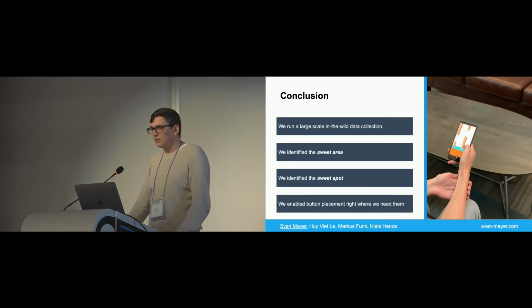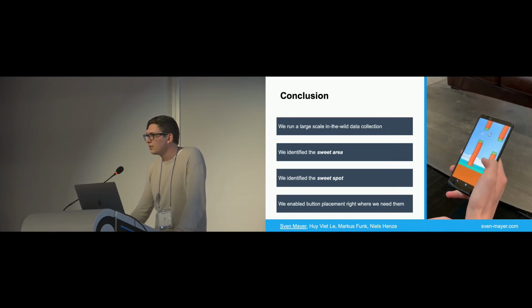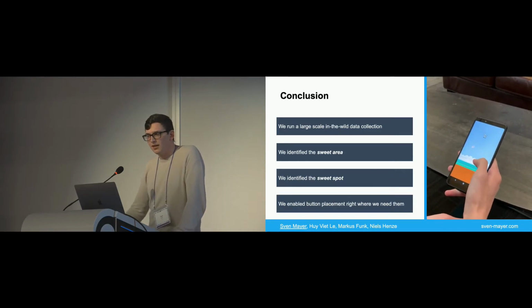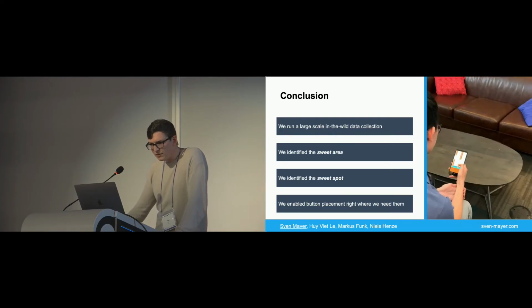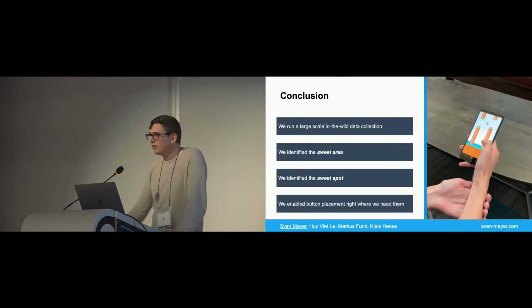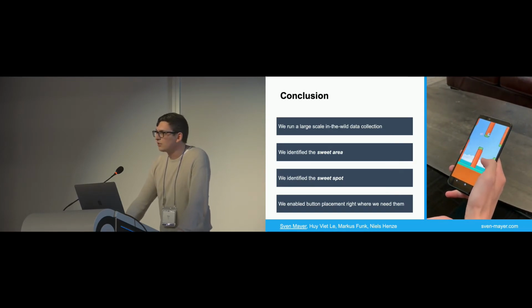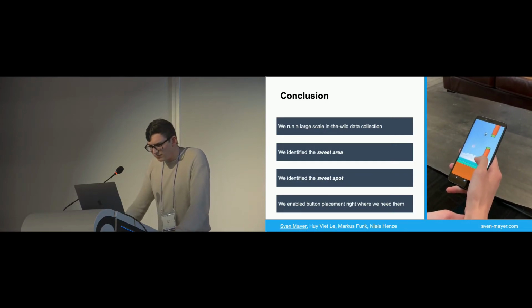So with that, I already come to my conclusion. We ran a large-scale in-the-wild data collection study with 2 apps published in the market, collecting almost 45 million samples. We identified first the sweet area, which is inside of the comfortable area, and we identified the sweet spot where most of the touch interaction is happening.